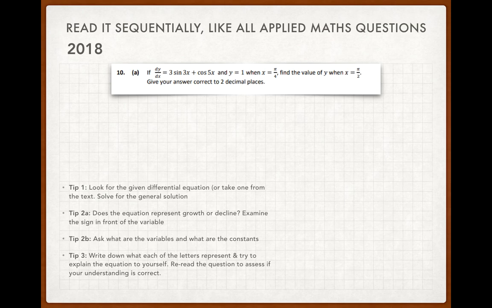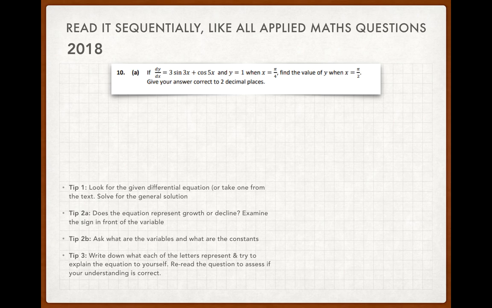We have a set of initial conditions. Y is 1, x is pi over 4. And we have find y when x is pi over 2. This should be very straightforward. So integrate it. Get y on its own on the left, x on its own on the right. Sub in your initial conditions to get the constant value. And then sub in your second conditions to get the y value. Do we need to do any of the rest? Probably not. But I am going to go through what the variables and constants are in this case.